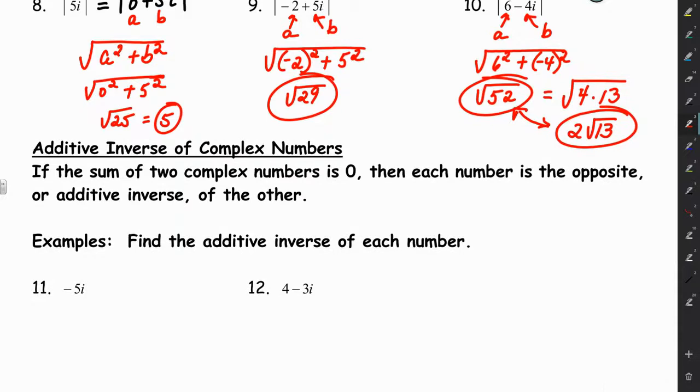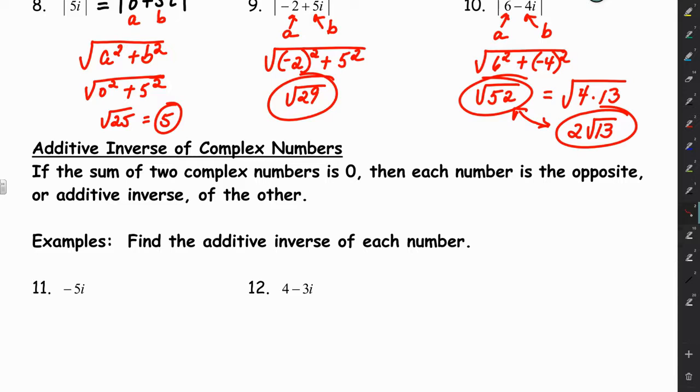Right, now we're going to take a look at the additive inverse of a complex number. And all it means is you're just looking for the number that you would add to the original number to get 0. So if the sum of two complex numbers is 0, then each number is the opposite or the additive inverse of the other.